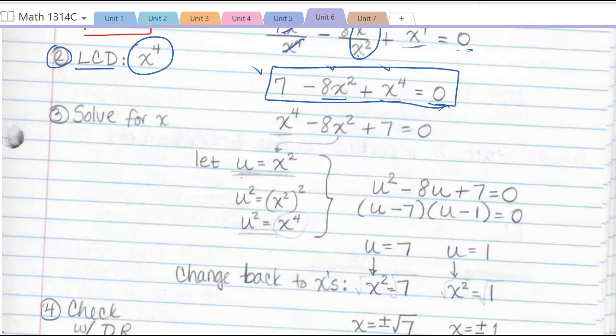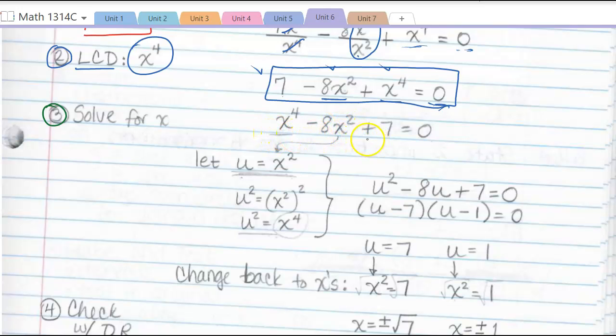In order to solve for x, the next thing I'm going to do is rewrite this in descending order. In other words, x to the 4th will be first, then my x squared, and then my constant, equals 0. So let's talk about how we solve something that looks like this, since we haven't done that before. Well, there's a relationship between x squared and x to the 4th. If we square x squared, we get x to the 4th.